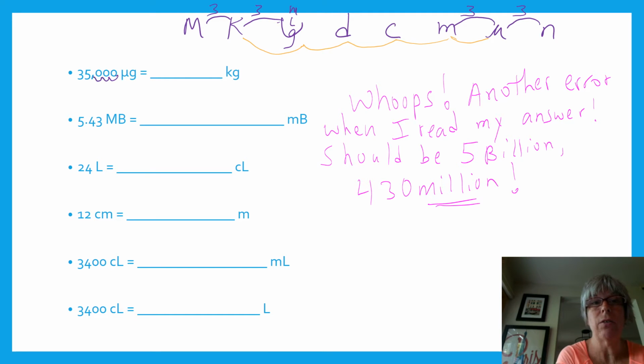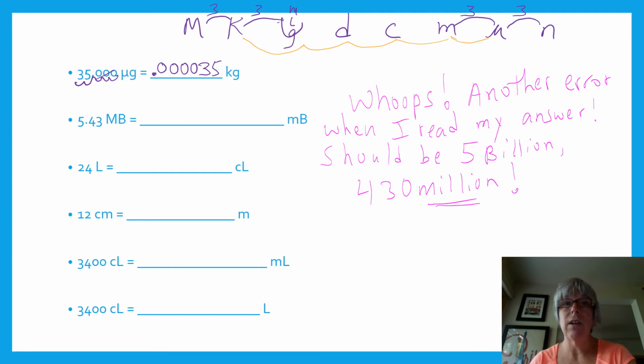1, 2, 3, 4, 5, and then I'm going to need 4 more zeros to make 9. And I'm going to leave off these zeros in my answer because they're not significant. So 0.0000035 kilograms. You might look at this one and say, what's that B doing there?